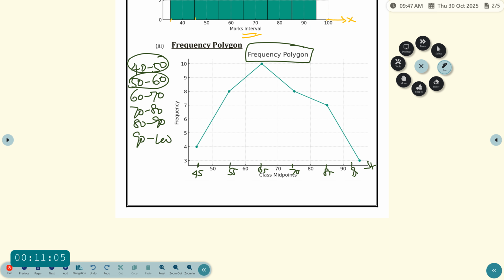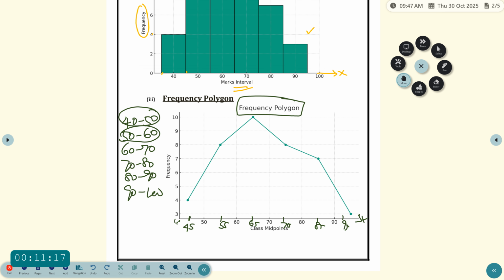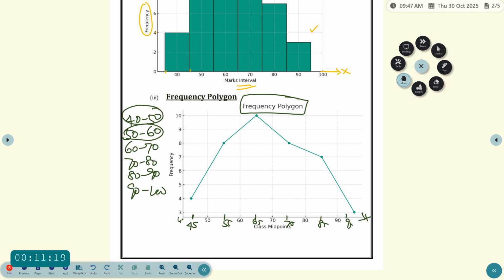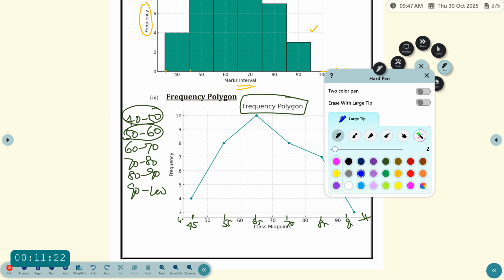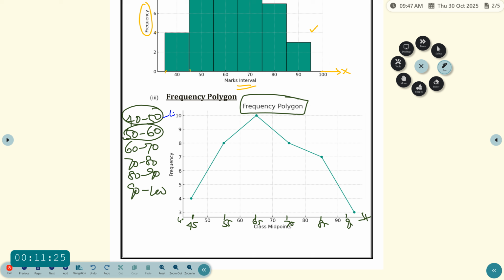Corresponding to the mid value, you have to plot the frequency. What is our frequency for the first one? Corresponding to 40 to 50, the frequency is 4. At 4, corresponding to the mid value, just plot one point here. Then, corresponding to 55, the frequency is 8. Corresponding to the midpoint 65, the frequency is 10. Then, corresponding to 75, we have 8. Similarly, plot other points also. Then, connect all the points, we get the frequency polygon.